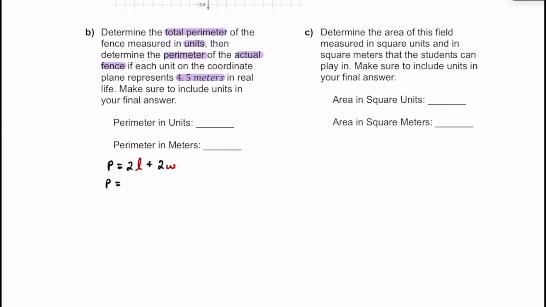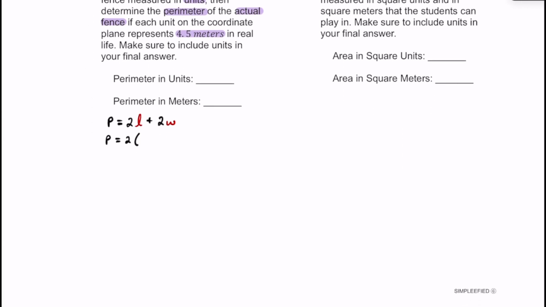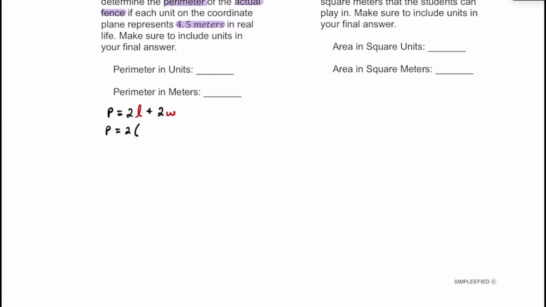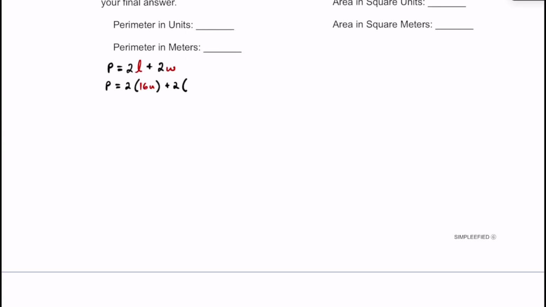So the perimeter can be 2 multiplied by what? Well, what do we say the length was? I think we said the length here was 16. So we could say 2 multiplied by 16 units. And then we also have 2 multiplied by, what was the width? The width was, I think, yeah, 7 units. Okay, so we have 2 of these 16s and we have 2 of these 7s.